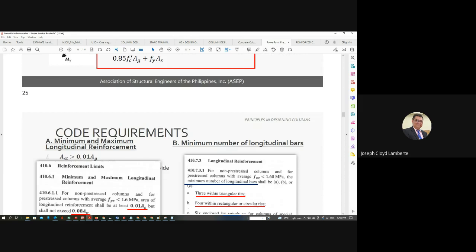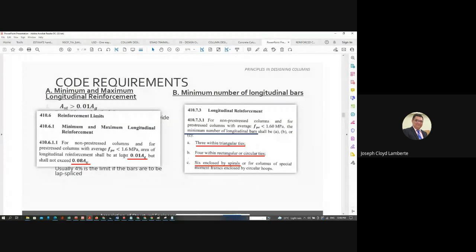So code requirement amo na ang gitingon nga 1% to 8%, section 410.6.1.1. Minimum number of longitudinal bars 3 within triangular ties kung nakay tulo ka kung triangular ties lang. 4 for rectangular or circular ties. 6 for enclosed spiral column, no? Or square, kani pod 4 po na siya. Pero I don't know with the circular, no? Haya pa ko. Circular ties.